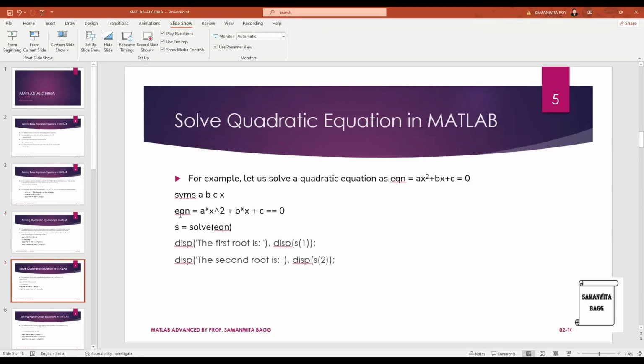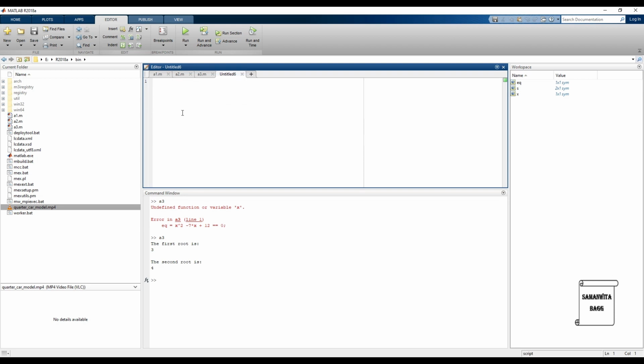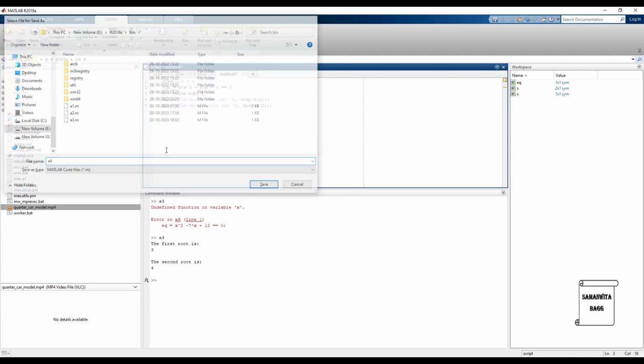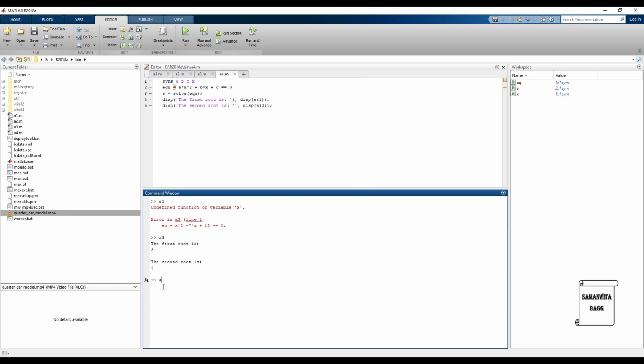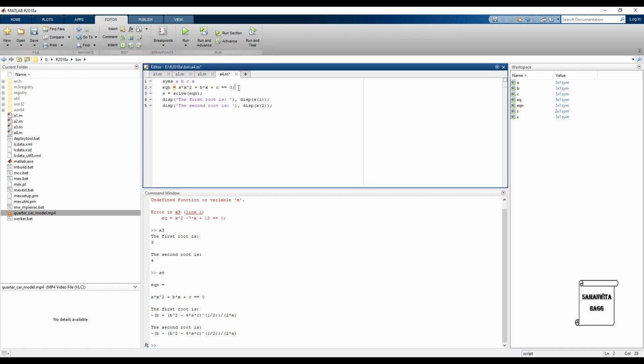So we will take this to MATLAB now. Now here when I am solving, I'll just put a semicolon such that the solution is not shown. I'll save this as A4. Now let's run A4. You can see here this equation. Since there is no semicolon here, it is again repeated. If I don't want to see it, I'll put a semicolon here as well.